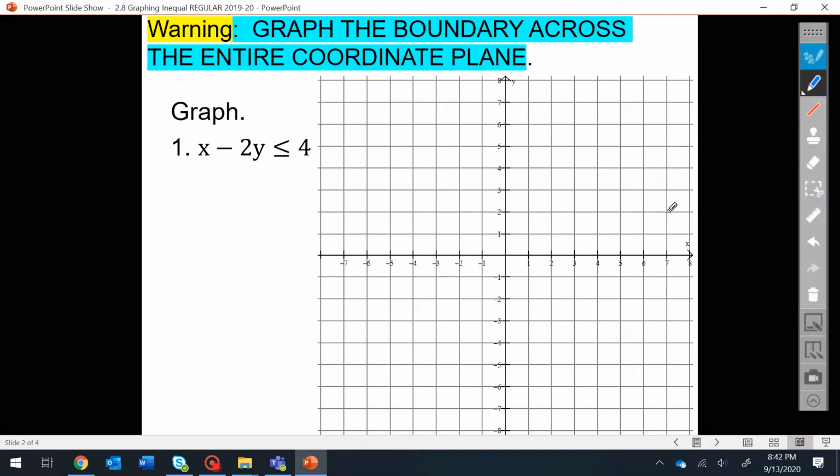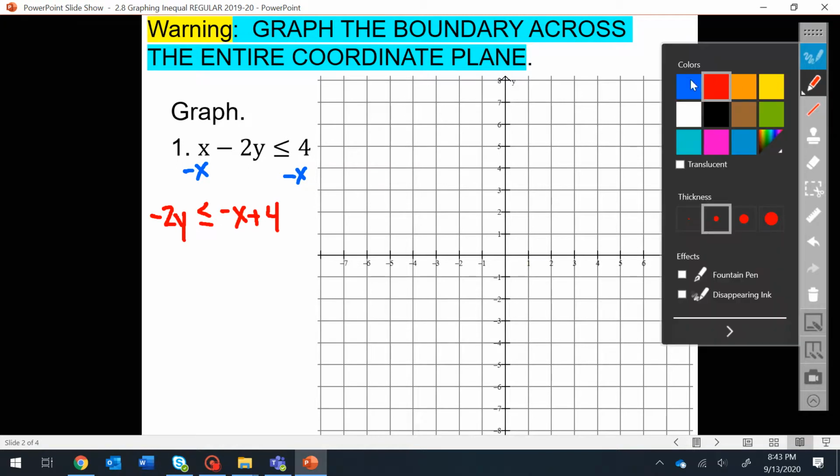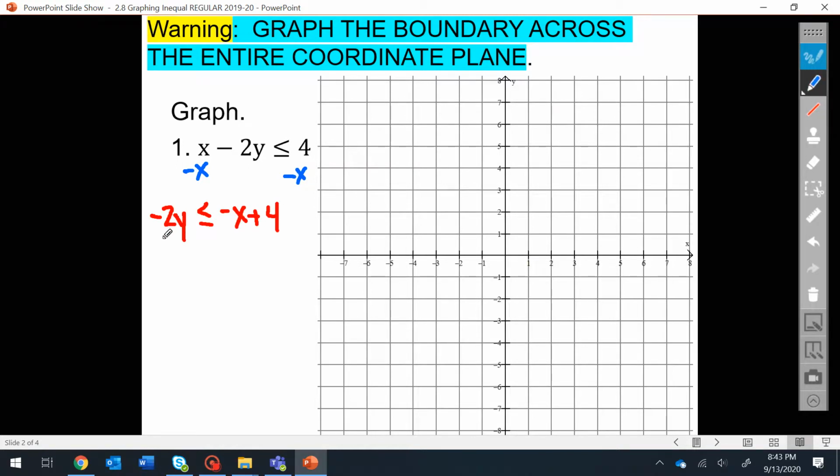Alright, so let's take a look at this. This is just a regular line. However, it's not in slope-intercept form. It's not solved for y, so we need to do that. So we need to get this y by itself. The x needs to go to the other side, so we're going to subtract x. And that will leave us with negative 2y less than or equal to negative x plus 4. We still need to solve this for y, so we divide by negative 2.